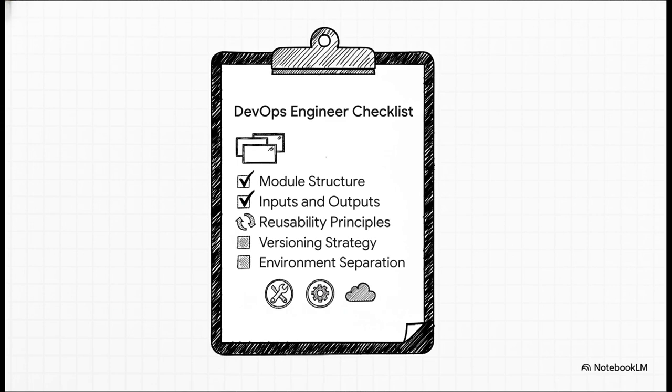So if you're a DevOps engineer or you're on that path, this is basically your checklist for mastery. You absolutely have to know module structure inside and out, how to use inputs and outputs effectively, the core ideas behind reusability, how to have a solid versioning strategy, and of course, how to properly separate your environments. Nail these 5 things, and you're in great shape.